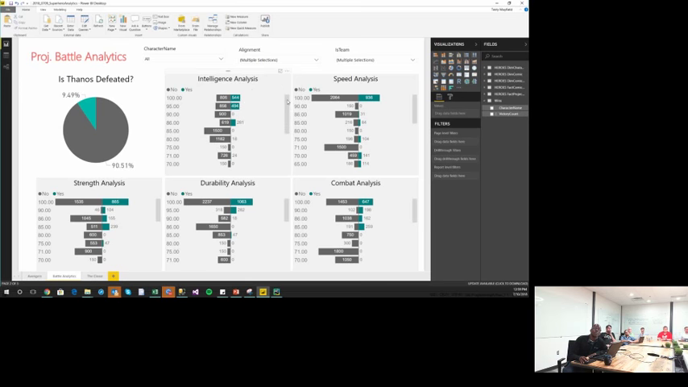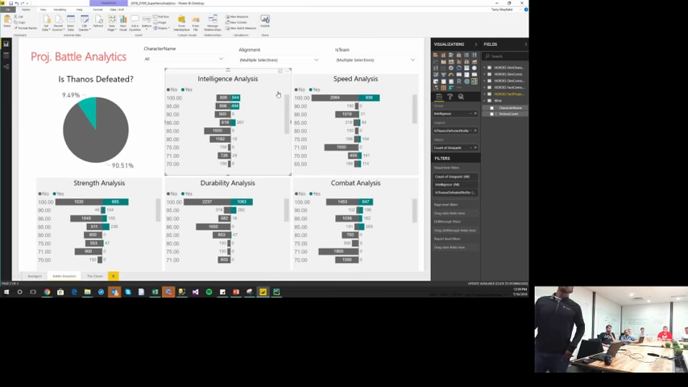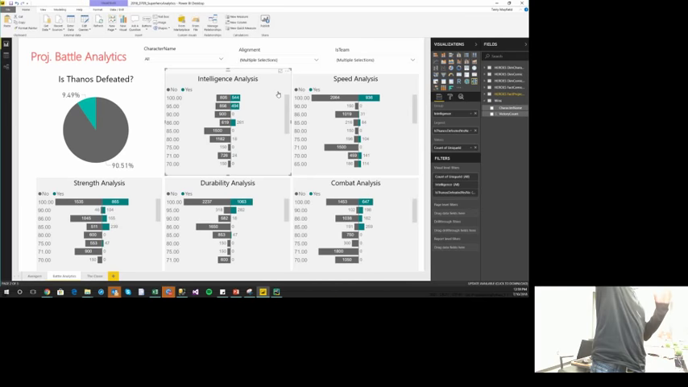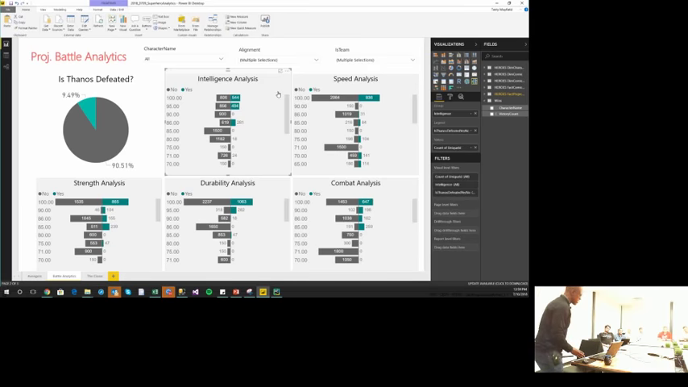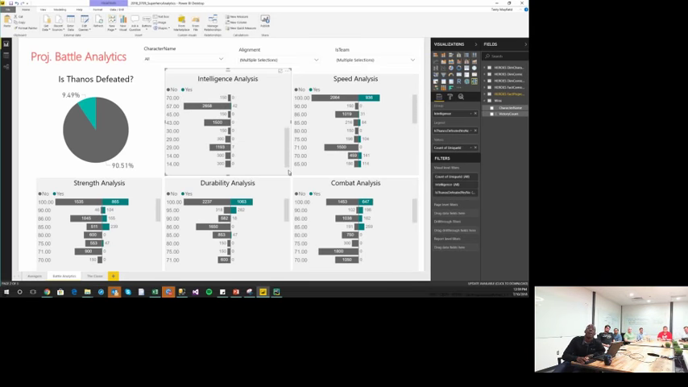When you look at their intelligence, this is broken up into where their intelligence lies on a scale of 0 to 100 and how often they beat Thanos in a fight. So for example, the really smart people beat him about 30% of the time. Let's see how dumb people do against him. Dumb people never win.